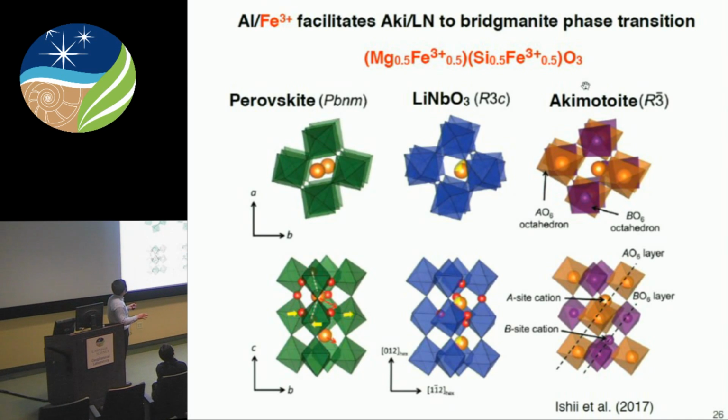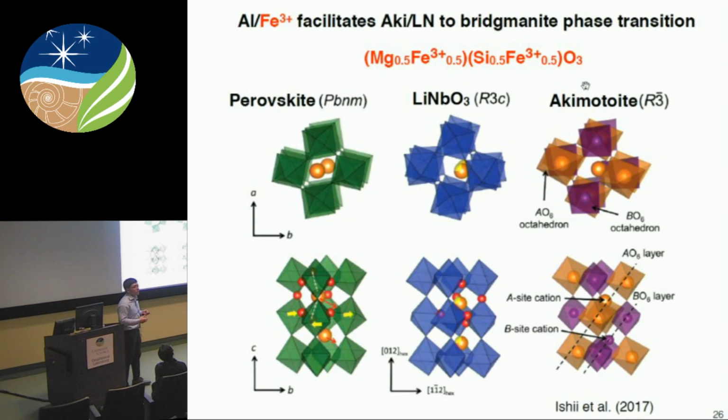And more intuitively, when we look at the structure between perovskite, akimotoite, and the lithium niobate, which is the structure as Fe2O3 in the hematite structure, those two are very similar in terms of the structure. So from lithium niobate to perovskite transition, you don't need to break any chemical bond. Instead, you only need to tilt the octahedra a little bit and push the large cation to one side. Then the phase transition happens. So that's why you don't need to heat.